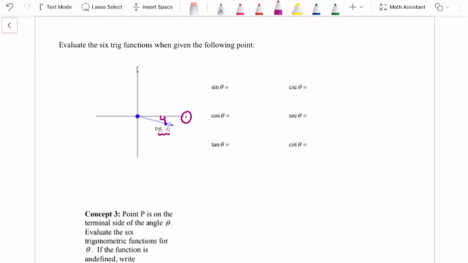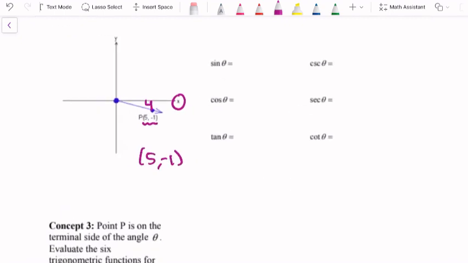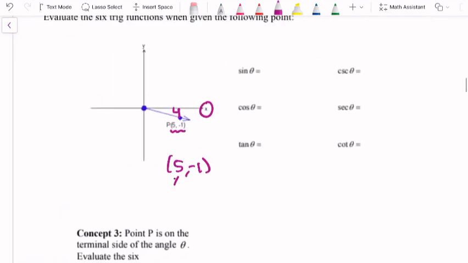Here, let me write this bigger, it's kind of small. This point is 5, -1. So our x-coordinate is 5 and our y-coordinate is -1. In this case, this leg on the x-axis is going to be 5, and then this leg down below is -1.